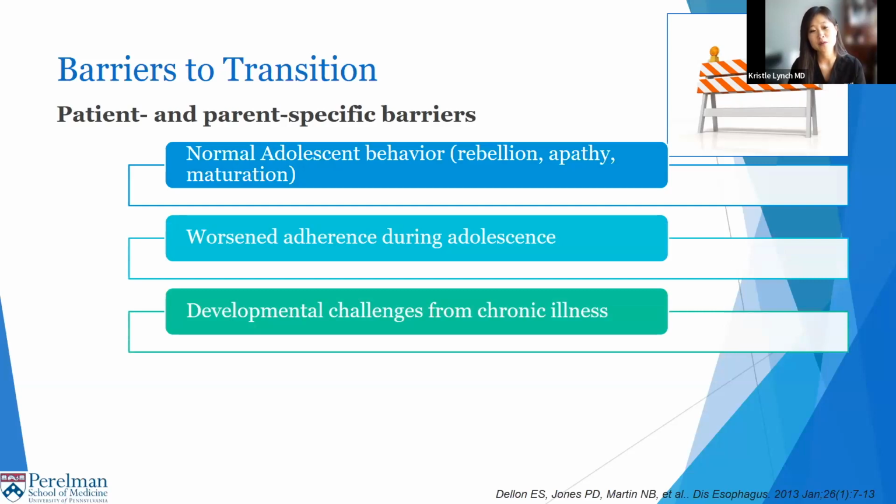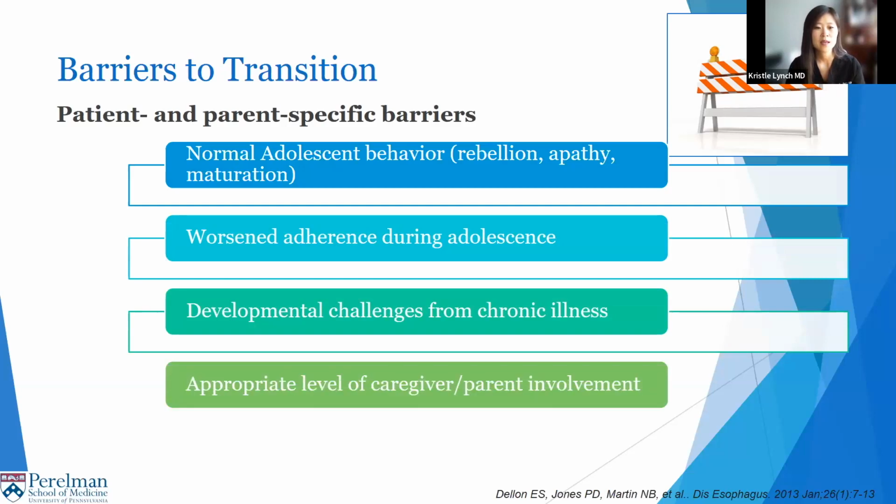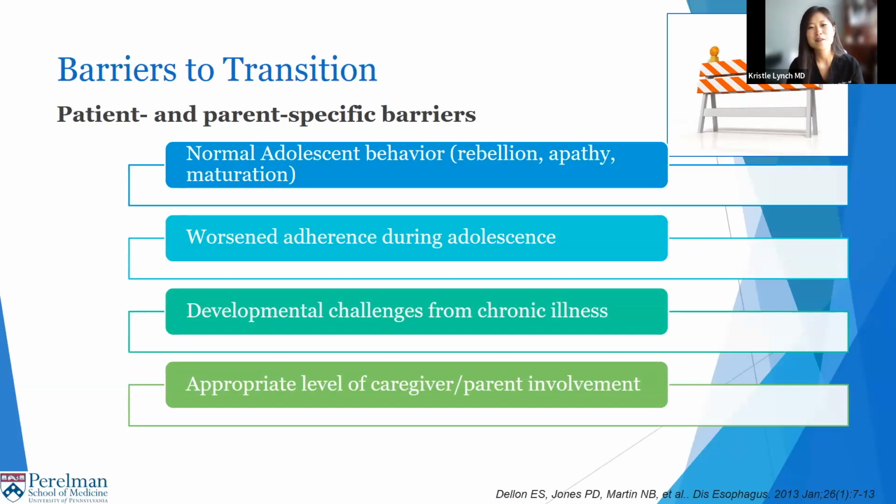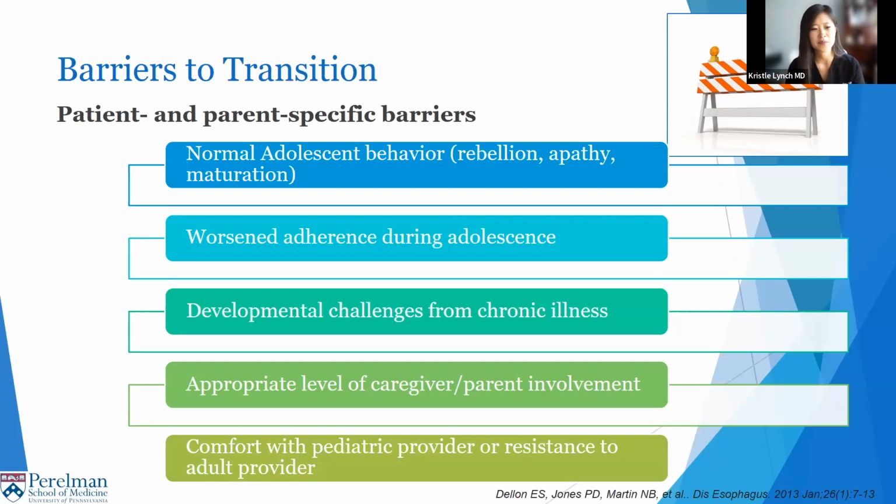Remember that these are patients with chronic diseases, so developmental challenges from chronic illness are also a hurdle. And what is the appropriate level of caregiver or parent involvement? This is tricky because if you ask any adolescent what is the appropriate level of parent involvement in XYZ, in your sports team, in your play, in your schoolwork, it's extremely variable. They have their own opinions. So what is the appropriate level in healthcare? It's a very, very fine line to walk with an adolescent. And we had touched on this before, but comfort with a pediatric provider or potentially resistance to an adult provider certainly can be a barrier.